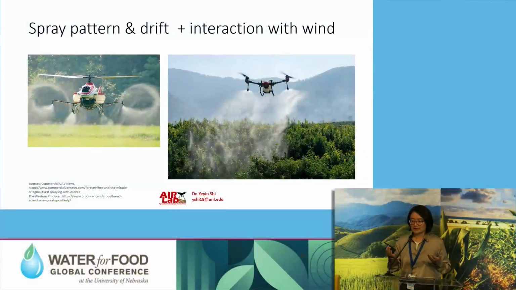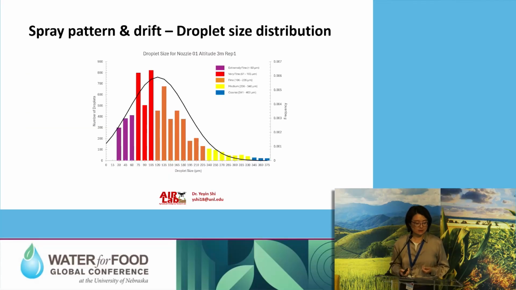You can see from these two pictures here that the actual spray is a very complicated pattern, especially with the vortices created by the propellers. To make it even worse, the drone configurations vary from model to model, from manufacturer to manufacturer. And with the environment conditions, like the wind, this is a very, very complex issue.